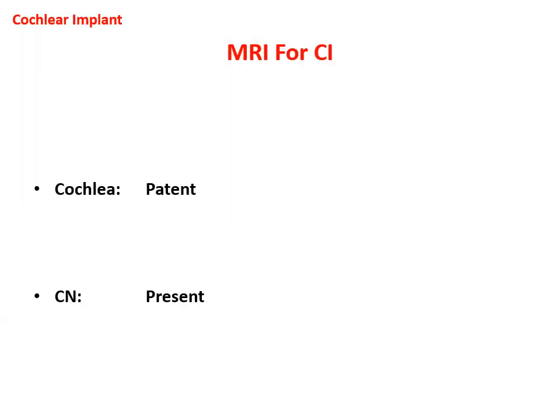For doing cochlear implant, MRI is the imaging of choice. Why? Because it shows the cochlea, whether it's patent or not. It shows the cochlear nerve, whether it's present or hypoplastic.